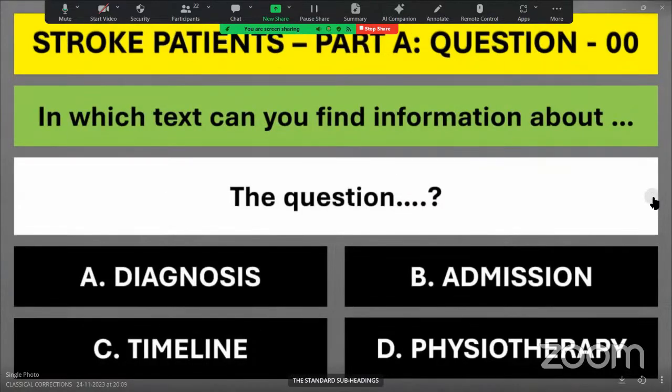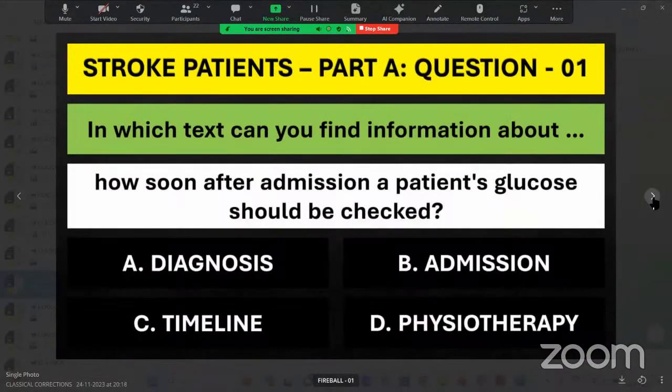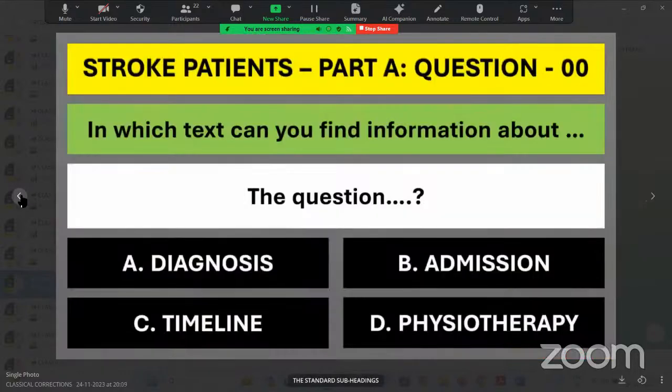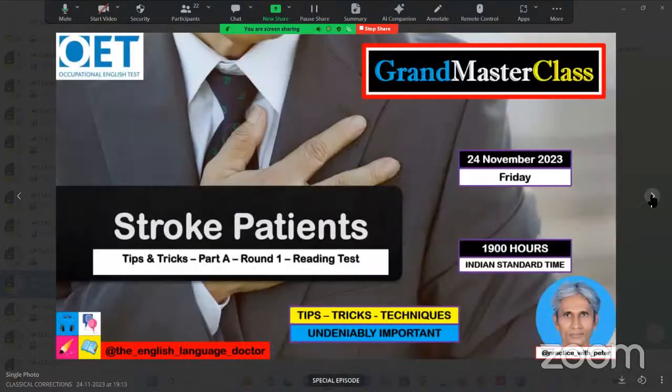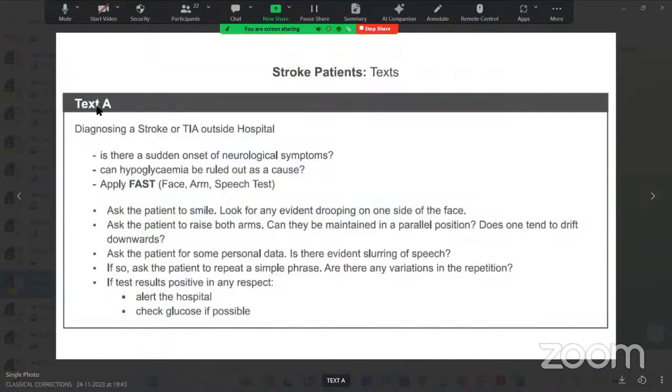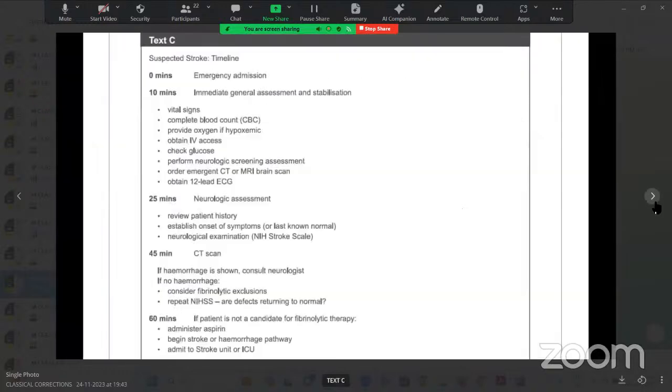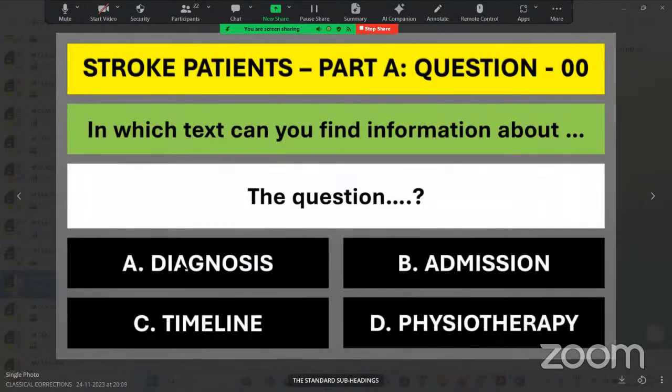Now there's a question, suppose. Once again, I'm showing you here. We're taking this part, stroke patients. This is a very authentic material. One of our coordinators asked me to take this session because it was very authentic and students will benefit. So I just took this session. And then you can see here, text A. This is the subtitle, diagnosing. So text A is a diagnosis. That is how it came here.